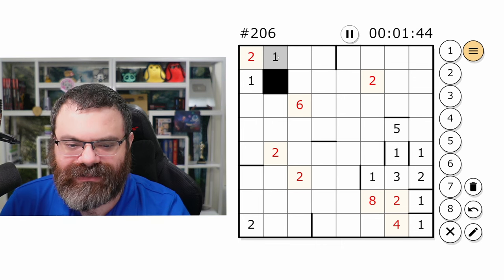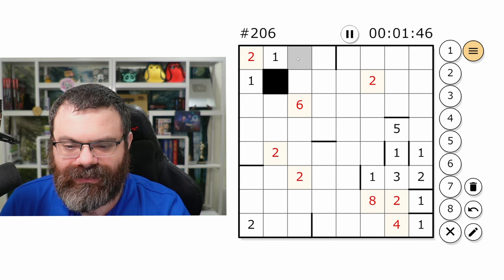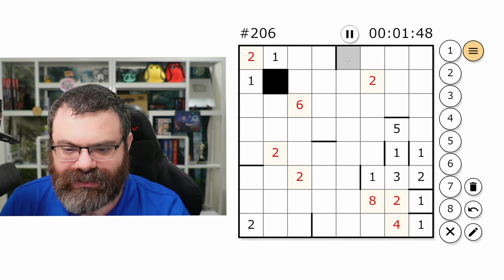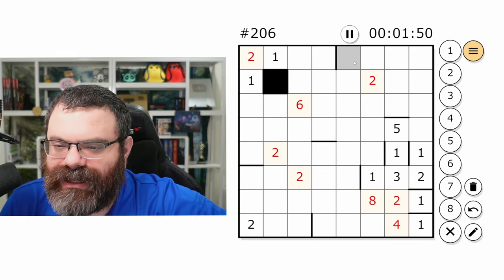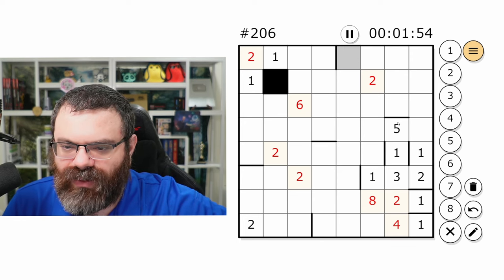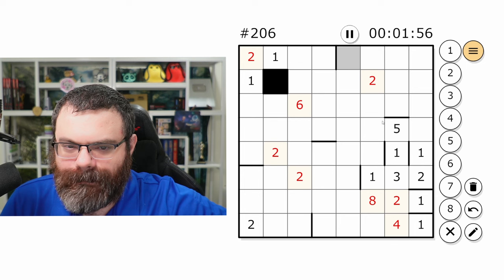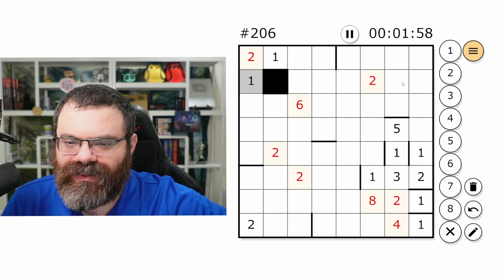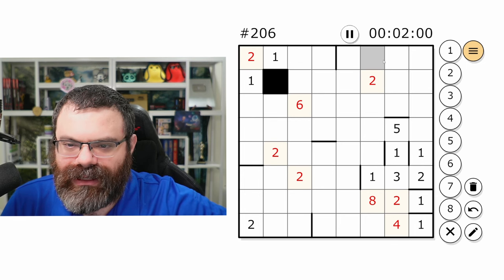Okay, so I'm going to look at the columns that need an 8. This column needs an 8. This column needs an 8. This column needs, there's a lot more eights than I thought. So, and this column has an eight already. So we have 4 eights in total. We need 3 more of them. This one does not see over here. Sorry. Let's look at eights.